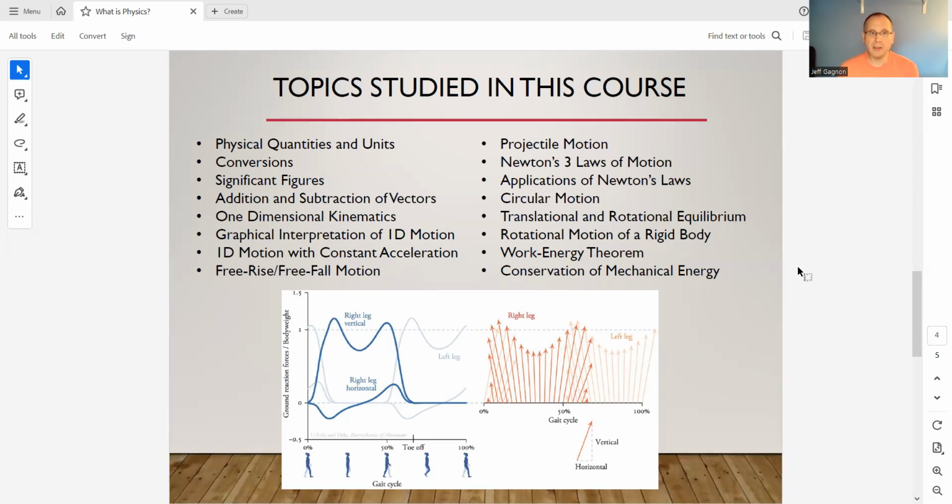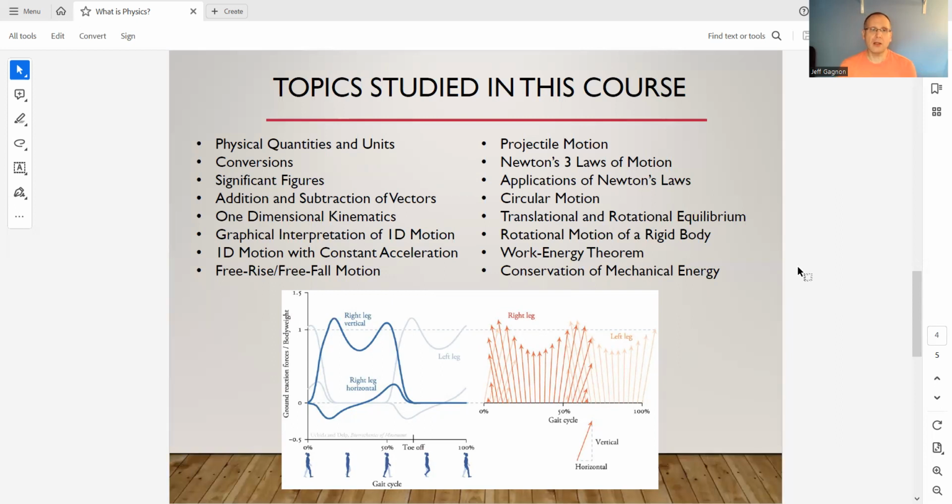We'll get into one-dimensional kinematics. So kinematics is basically the study of motion without regard to the forces. So things like displacement, velocity, acceleration, those are all topics that we'll study in kinematics.